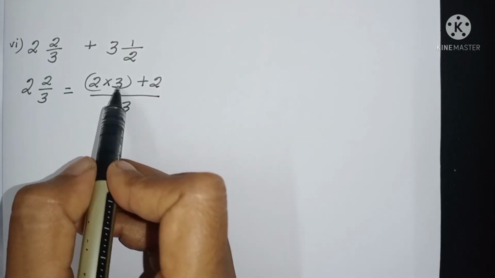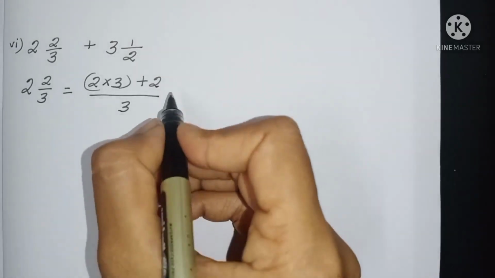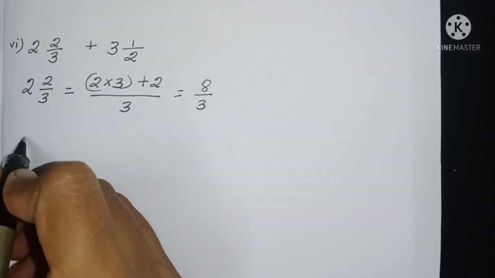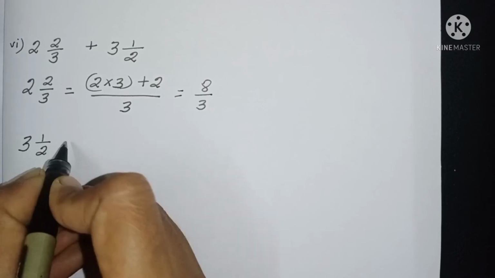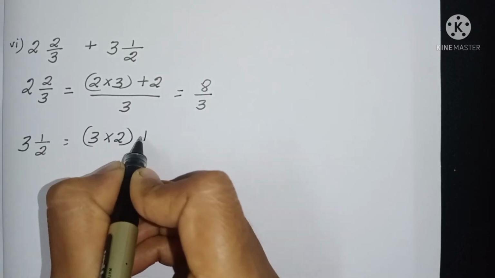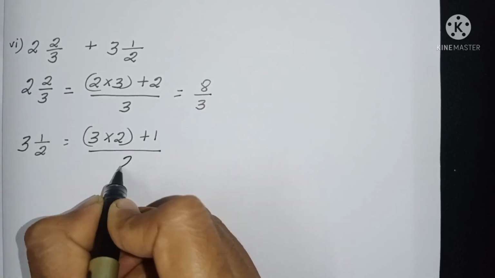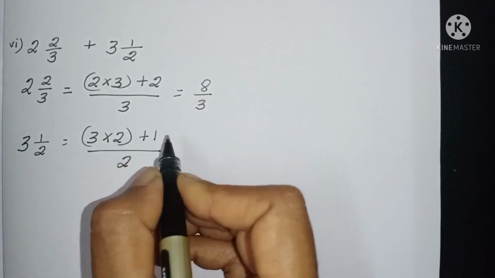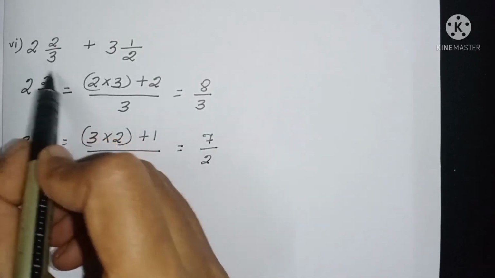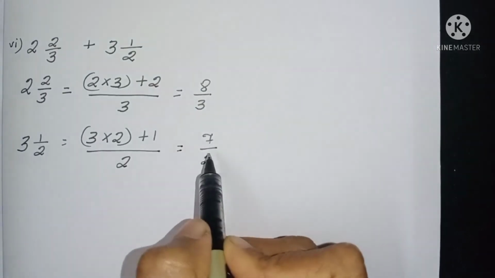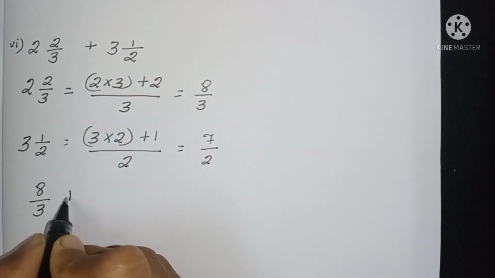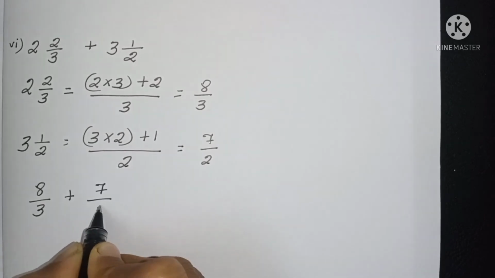That is 2 3s are 6. 6 plus 2 is 8. 8 by 3. So next mixed fraction is 3 1 by 2. It is 3 into 2 plus 1 by 2. 3 2s are 6. 6 plus 1 is 7. 7 by 2. Now we have to replace these mixed fractions by these improper fractions. 8 by 3 plus 7 by 2.